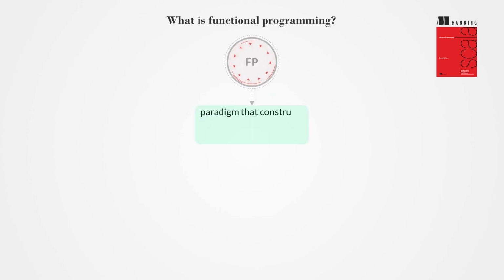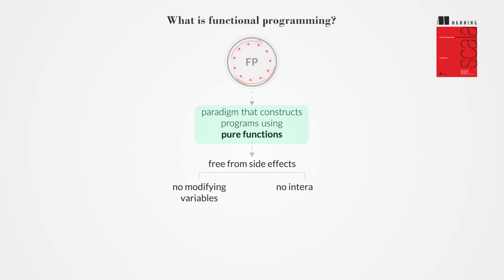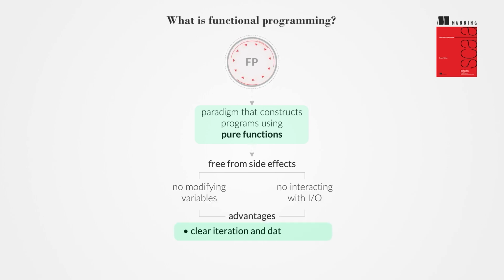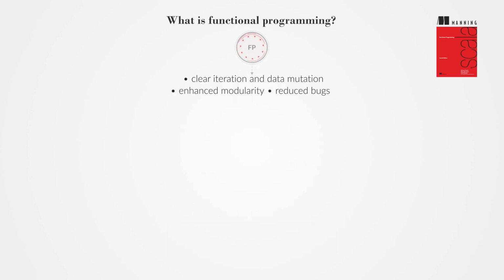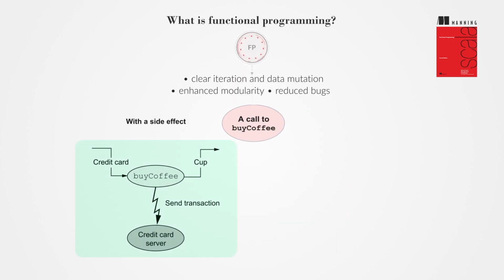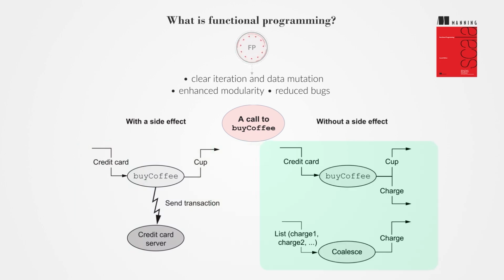Functional programming, FP, is a paradigm that constructs programs using pure functions, which are free from side effects like modifying variables or interacting with I/O. This approach allows for clear iteration and data mutation without side effects, enhancing modularity and reducing bugs. We will demonstrate these advantages by refactoring a program with side effects into a functional one, focusing on referential transparency and the substitution model.